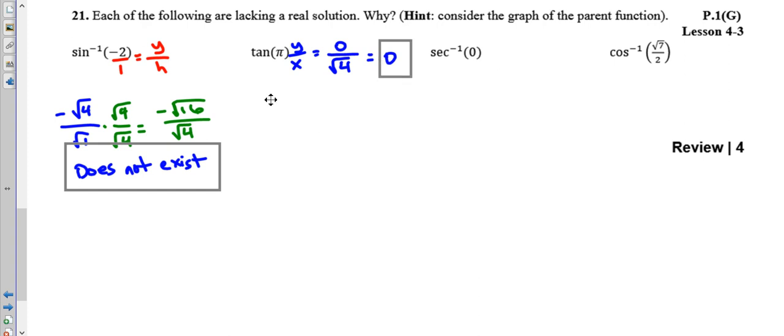Now, if you printed yours after I did the update, your problem looks like cotangent of pi. That's what the problem should have been. So let's check that one. Again, where does pi fall in the hand trick?